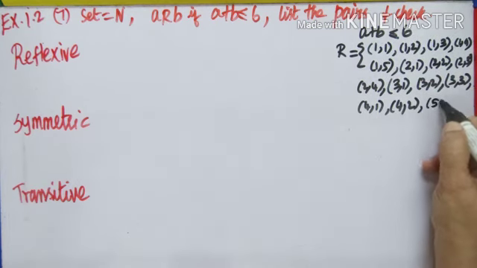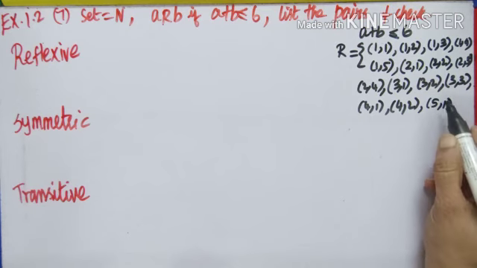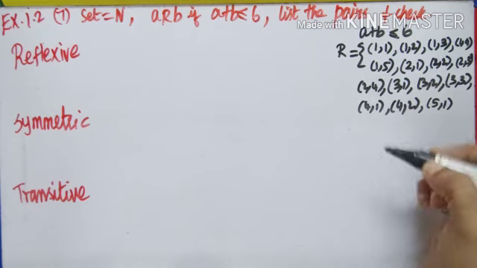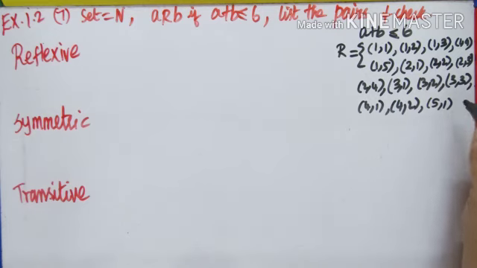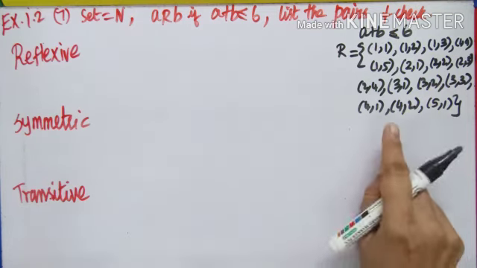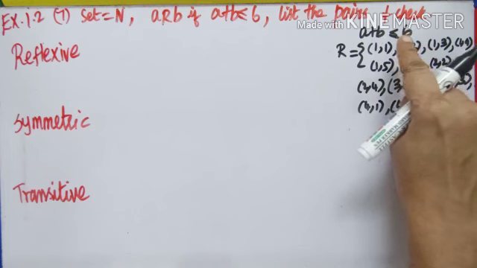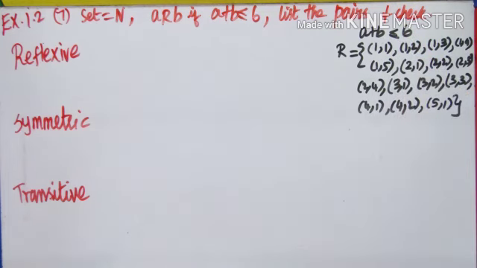The next idea, 5, 1. Can I say 5, 2 and all? No. Can I start from 6? 6, 1 itself is more than 6. So these are the ordered pairs which will satisfy the condition A plus B is less than or equal to 6.